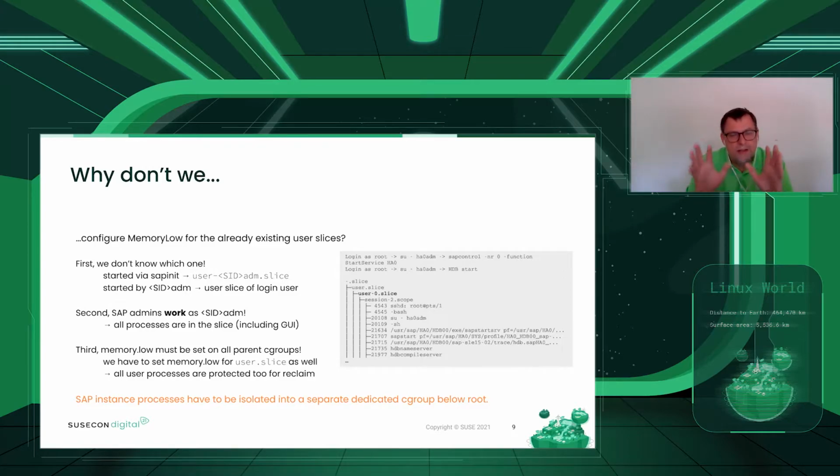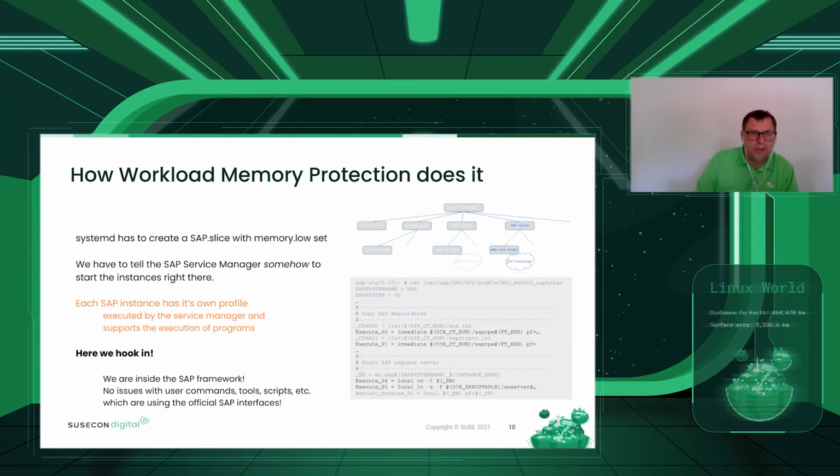So anyway, it's very complicated and we ran into many such problems during the investigation, but we came up with one basic rule. What we need is that the SAP instances have to be isolated into a separate, dedicated cgroup below root. So we need a separate cgroup, and we have to put only the SAP instances there. That's the idea. And the big question is, how can we do that?